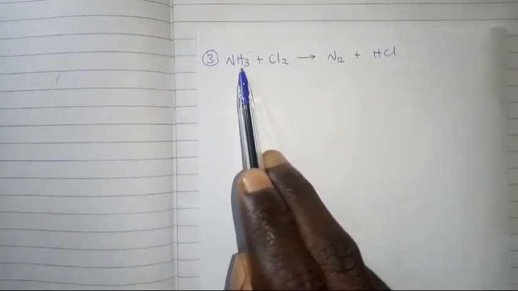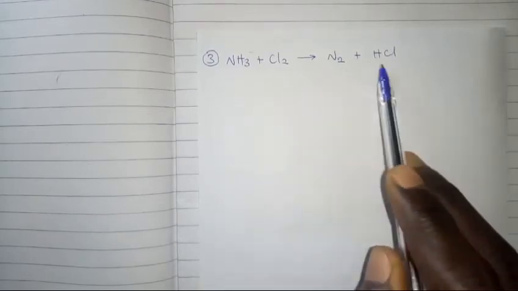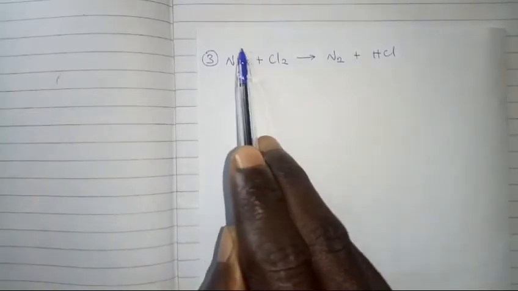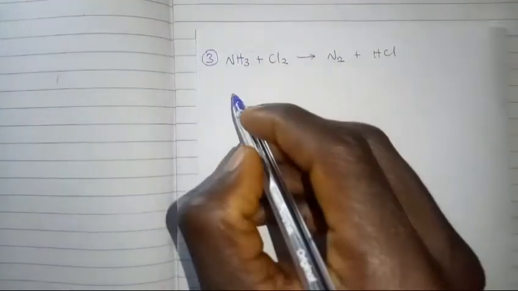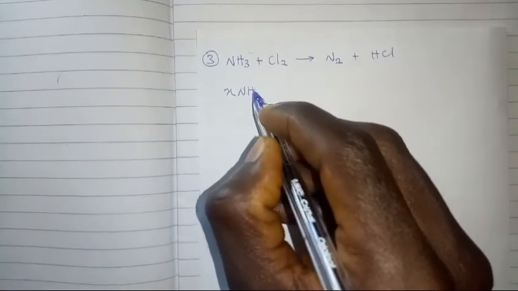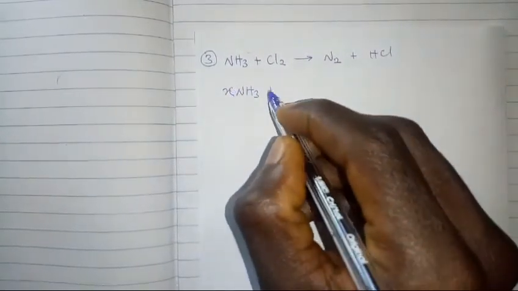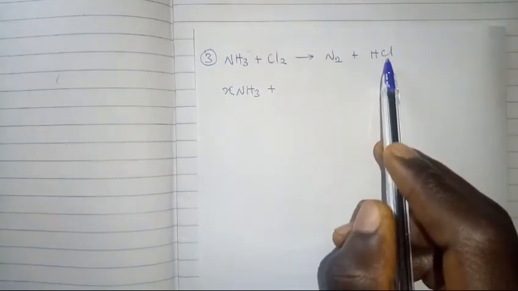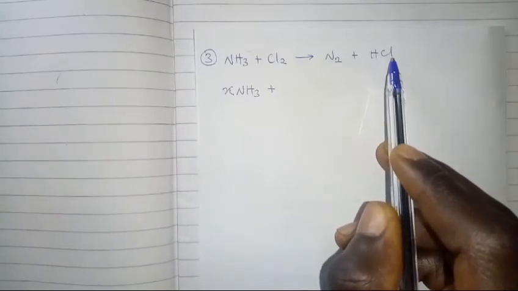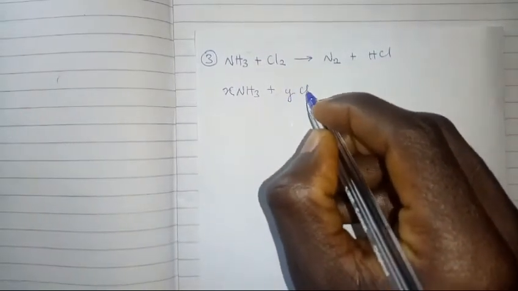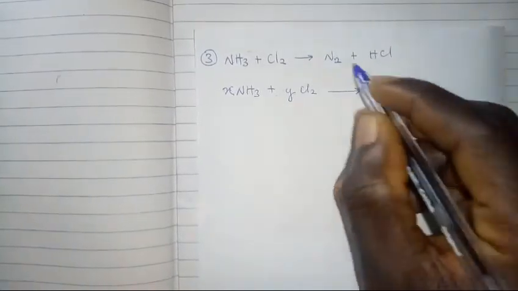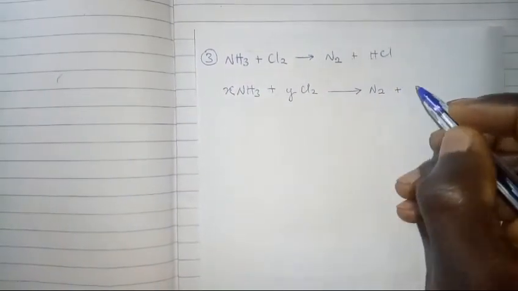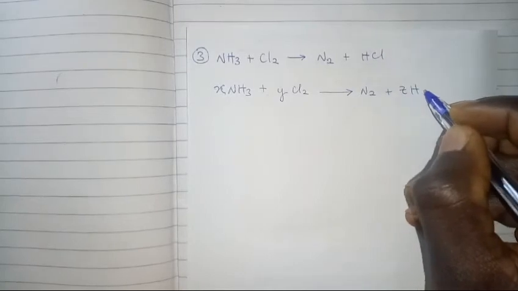Let's look at hydrogen. For hydrogen, we have 3 atoms of hydrogen, but on this side, we have only 1 atom of hydrogen. So obviously, you can see that this whole compound has to be increased. So I'm going to put X in front of that ammonia. Then for chlorine, we also find that there are 2 chlorines in this place, but on this side there is only 1 chlorine. So I'm going to put a Y here. And then nitrogen has already been dealt with in this place, so I'm not going to put anything there. But then I'm going to put a Z for HCl.